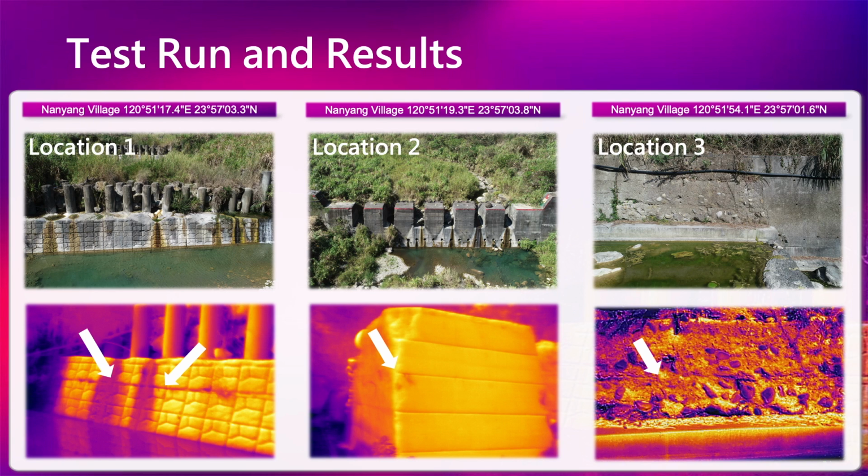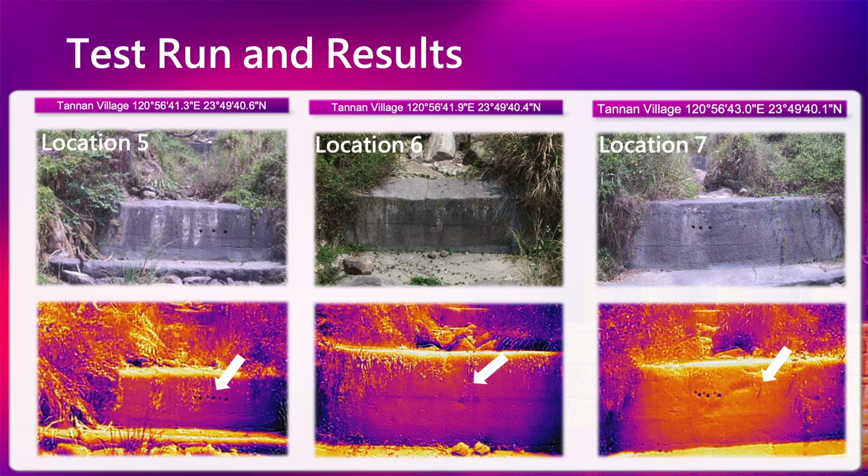From this slide, locations 1 and 2 are check dams. From the thermal image below, we can clearly see there's a temperature difference where there is probably water seepage or probably a defect on the surface. Location 3 is the photo of the embankment. We can clearly find a possible location of cracks along the embankment surface.